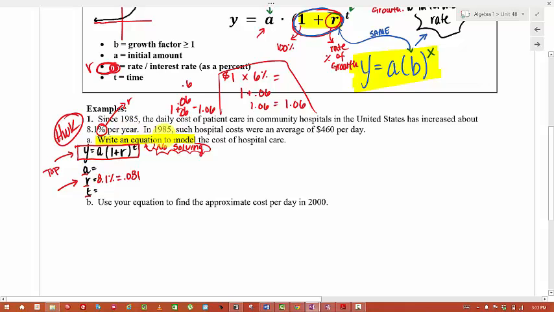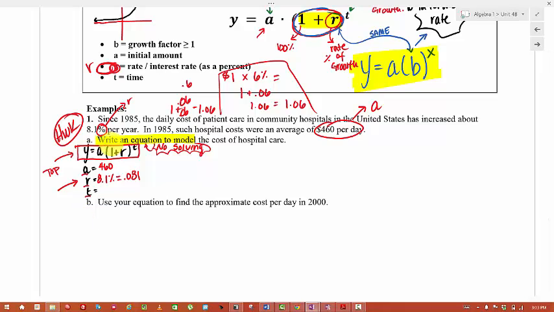Now it says, in 1985, such hospital costs were an average of $460 per day. Now notice that's kind of like a starting point. So this is your initial value. That's your A. So let's go ahead and label A, which will be $460. Okay, and then finally, T is the time frame, the periods, the number of events. Again, that's what exponentials are about. That's how many times it occurs.